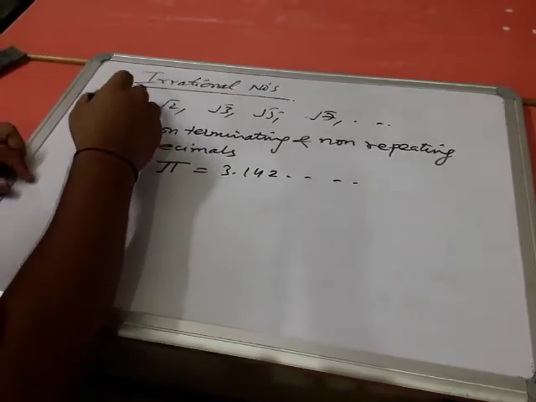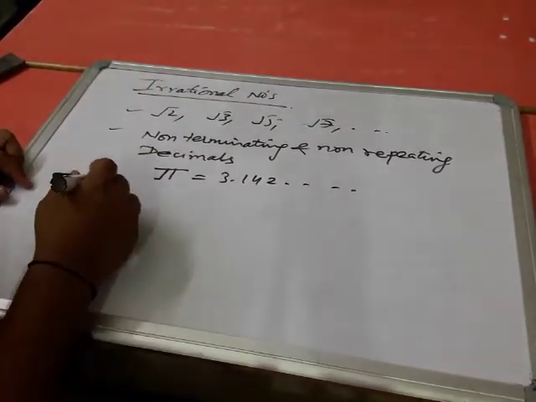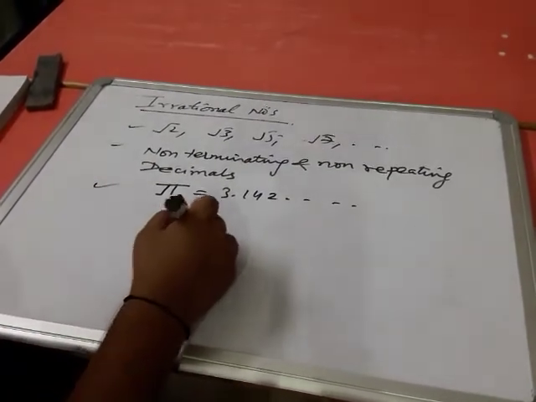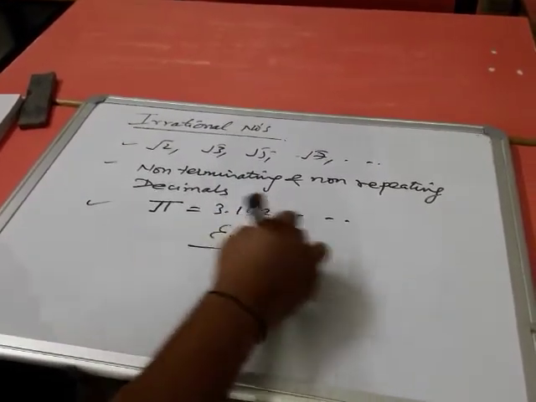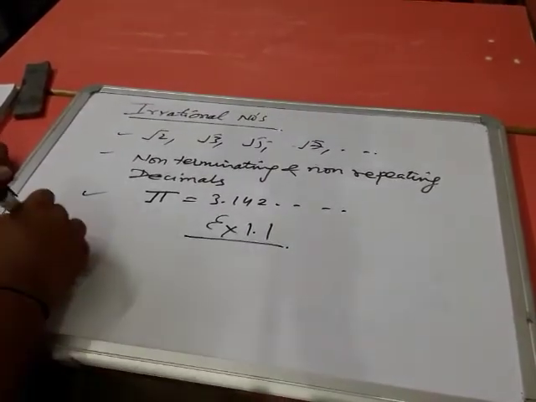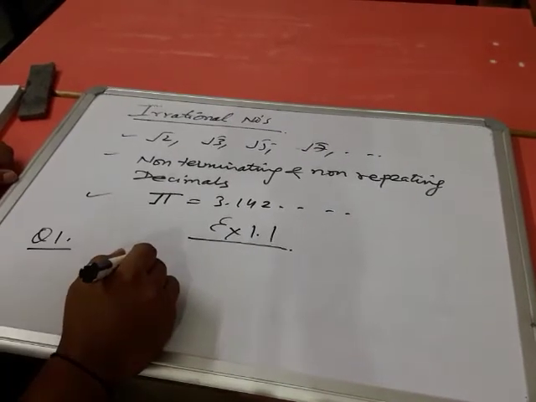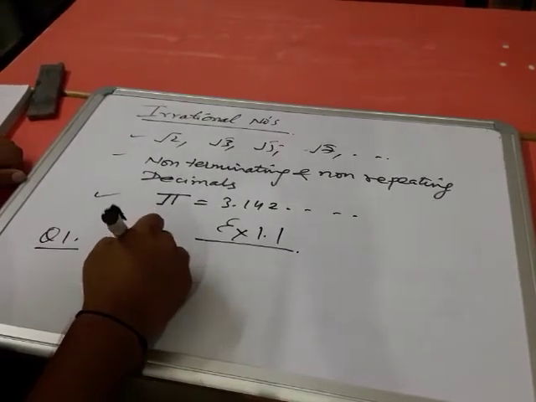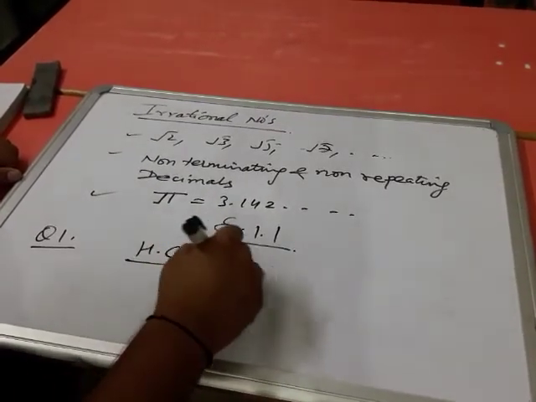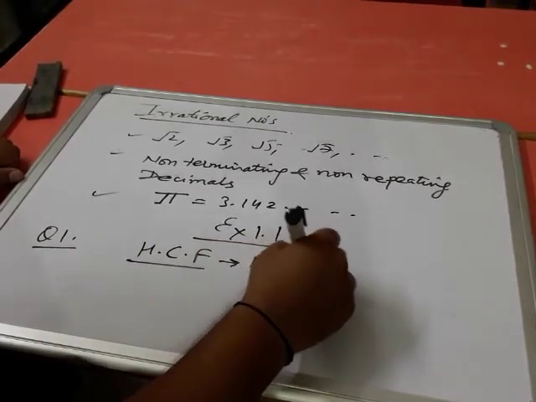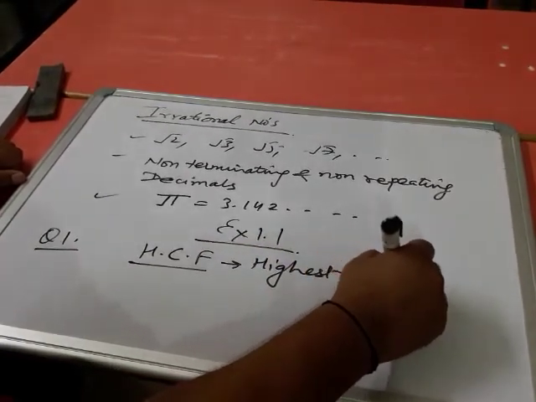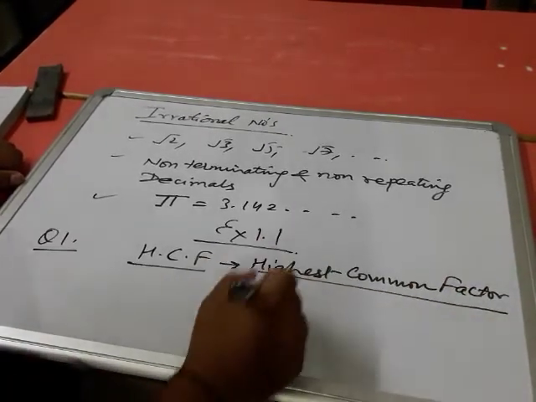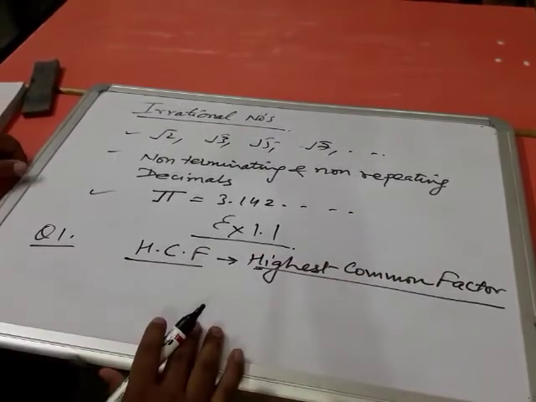Now we have studied rational and irrational numbers. Now we move on to the first exercise, 1.1. Exercise 1.1. The first question is: use Euclid's division algorithm to find the HCF of. So we have to find the HCF. HCF means highest common factor. First of all, we have to understand highest common factor with very simple examples.